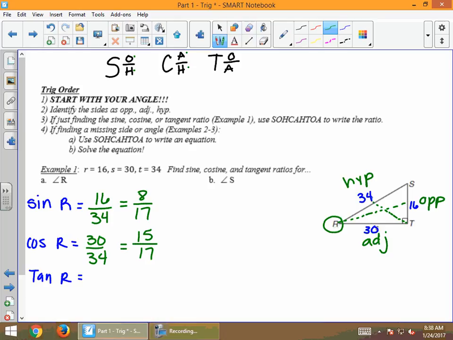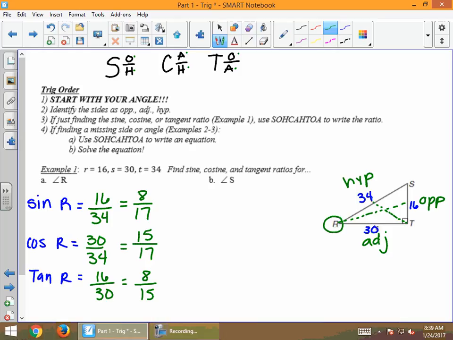And lastly, tangent, if we look at SOHCAHTOA, it is opposite over adjacent. Our opposite we labeled as 16, and then your adjacent, we labeled as 30. Again, always reduce. 16 over 30 reduces down to 8 over 15. So those are all your trig ratios for the angle R in that triangle.